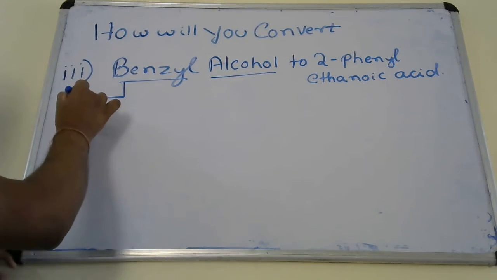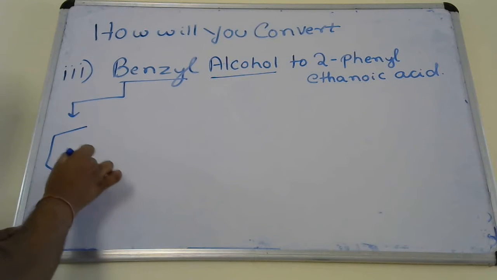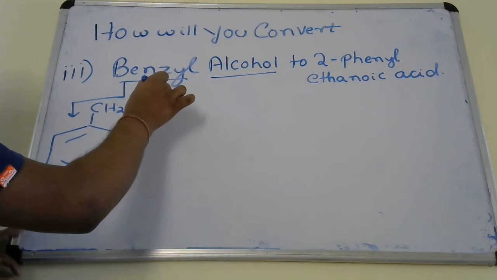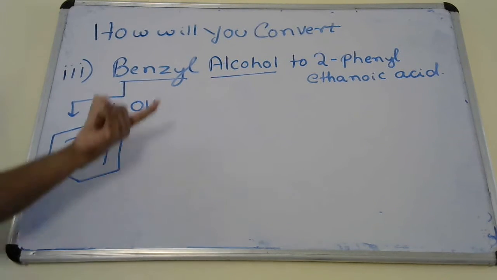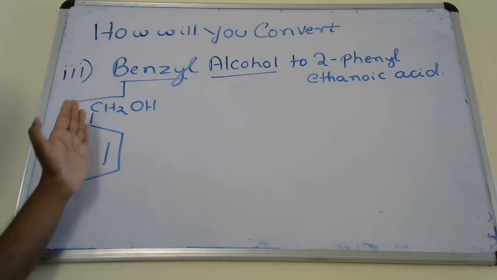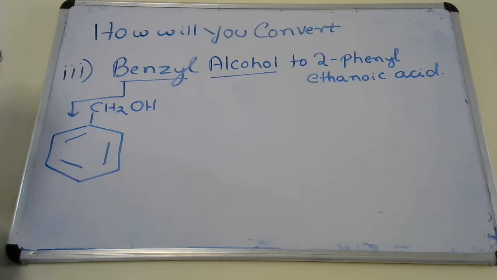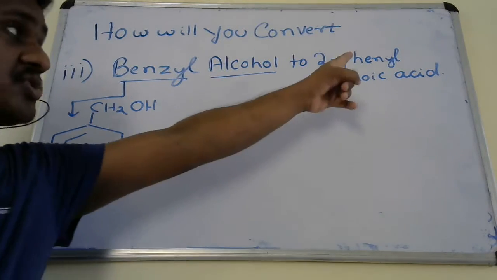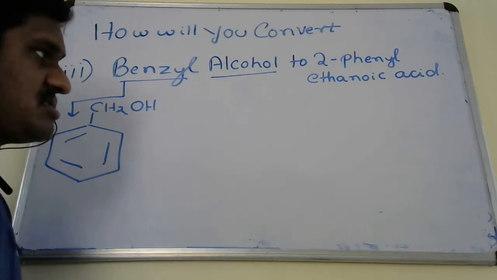So let us draw the structure of the starting reactant, benzyl alcohol. So this is your benzyl alcohol. Benzene with CH2 is called benzyl, and the OH group is called the alcoholic group. So benzyl alcohol. Now we have to draw 2-phenyl ethanoic acid.